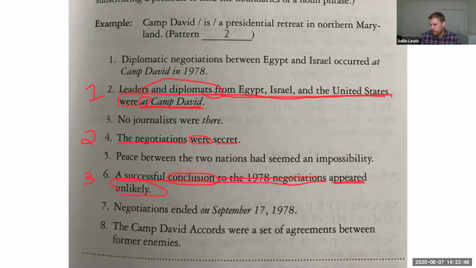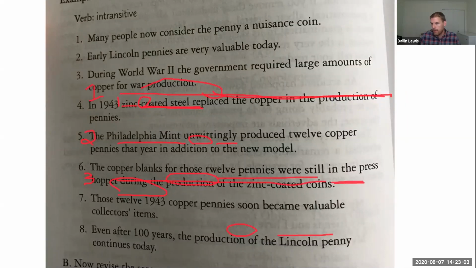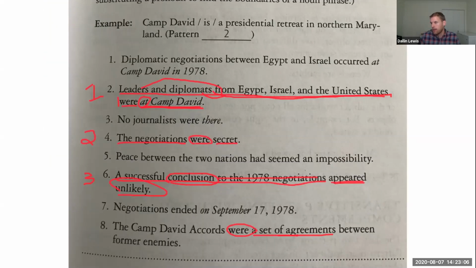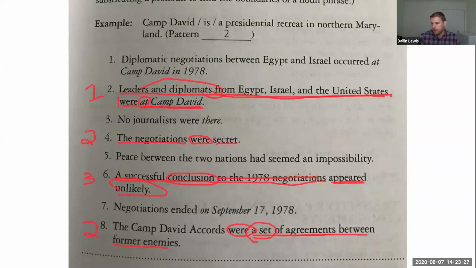Finally, the Camp David Accords were a set of agreements between former enemies. I do have some prepositional phrases. There's one right there. My tensed verb is here: were. Everything that comes before it is my subject. So the Camp David Accords were, and then the subject complement is a set of agreements between former enemies. And I know that it's pattern number 2 with a subject complement because this is a noun phrase. I have a determiner there, a set, that indicates I have a noun phrase. Pattern number 1 would require adverbials, which are adverbs or prepositional phrases. Okay. All right, let's clear the board.